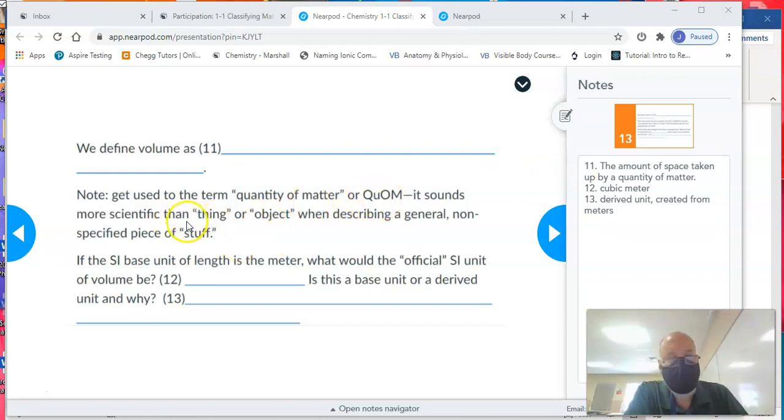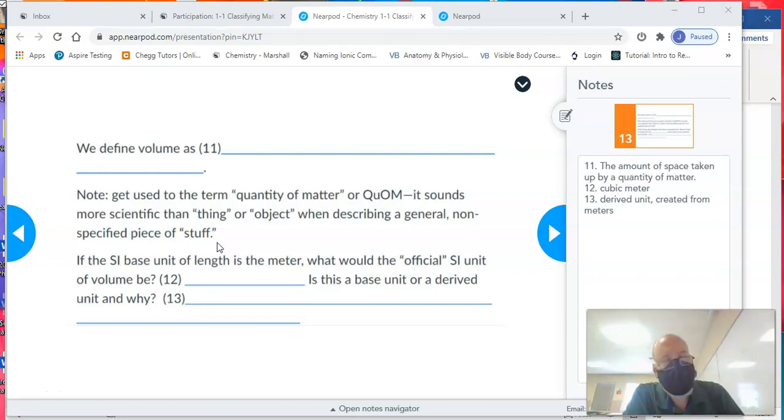It sounds a lot more sciencey than thing or object. So when we're describing a general piece of stuff, I don't want to just call it something not sciencey. We're going to call it a quantity of matter, and that's how I'm going to abbreviate it.